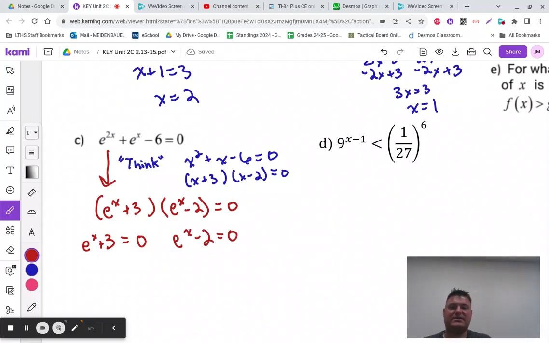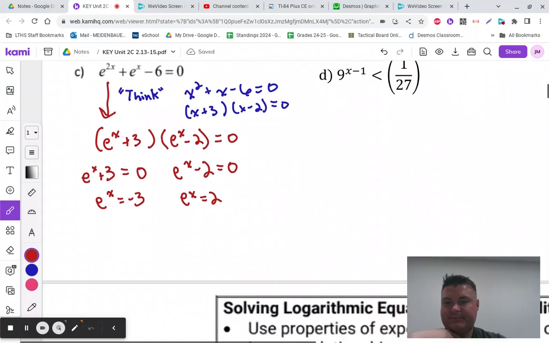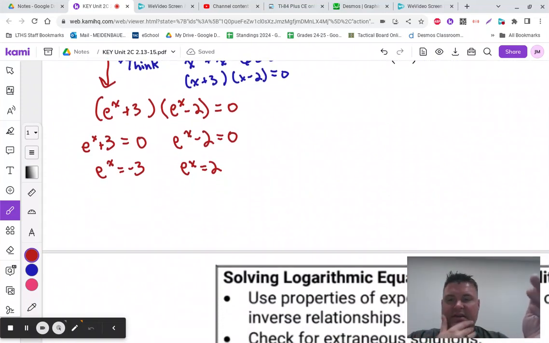Now, in the previous two examples, I was able to rewrite the bases to match each other. Well, when I do this, e to the x equals -3, there's no common base. When I rewrite e to the x equals 2, there's no common base there either, so that's not going to work out for us. So my advice, I'll start with e to the x equals 2. Since there's no common base between e and 2, I'm just going to use my loop method.